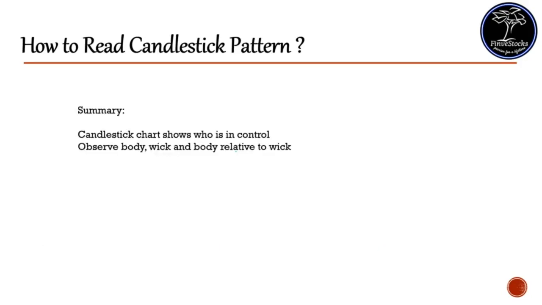So as a summary, a candlestick chart shows who is in control, whether buyers are in control or sellers are in control. The main thing to observe in a candle is the body, the wick, and the body's length relative to the wick, which will show whether the candle is bullish, bearish or indecisive.